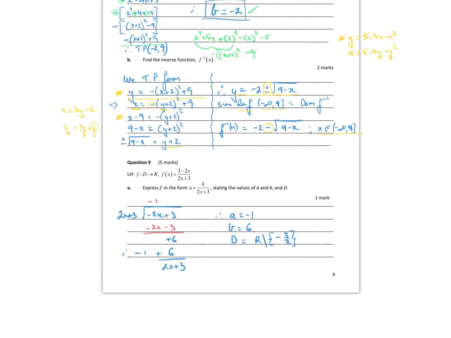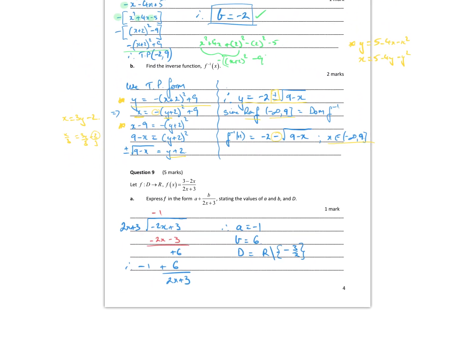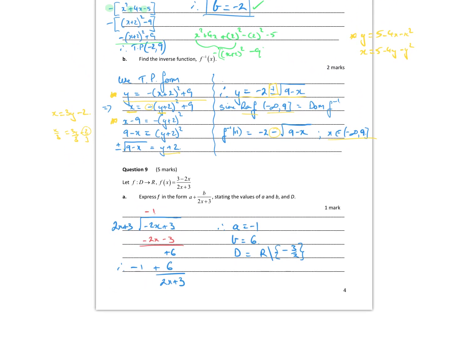Keep sliding through, express f in the form a plus b over 2x plus 3. So we need to do, typically we do our division. We can do repeated factor and things like that. I might do one of those in a minute. But typically we've got 2x plus 3 going into, I'm just changing the order slightly, −2x plus 3. So don't forget that the negative sign belongs to the 2x.